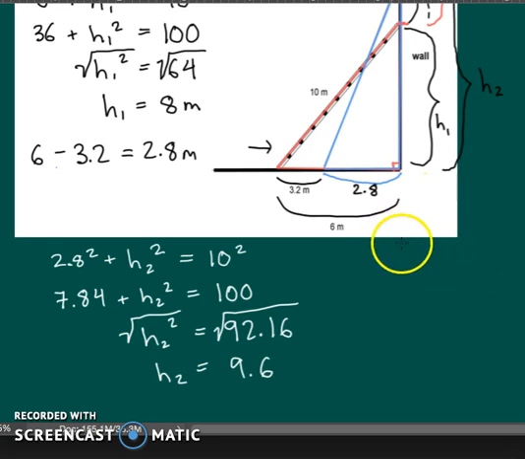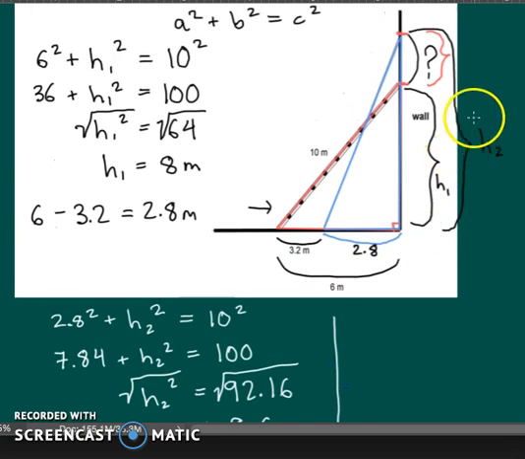Now, have we finished the question? No. Because what we needed to find out was how far does the ladder rise? Now we know how high it was at the beginning and how high it was at the end, but how far did it really go up?